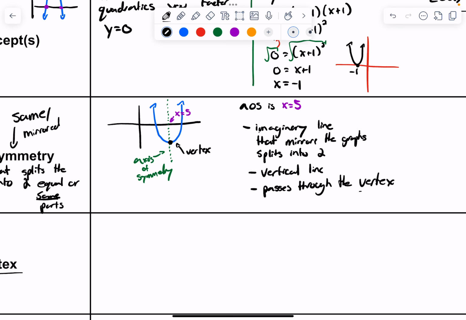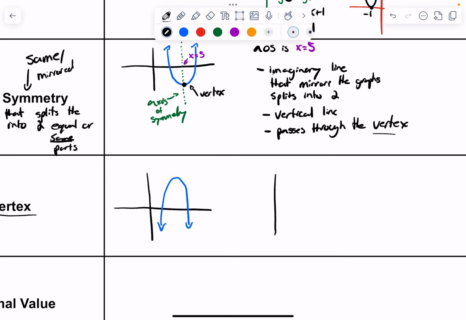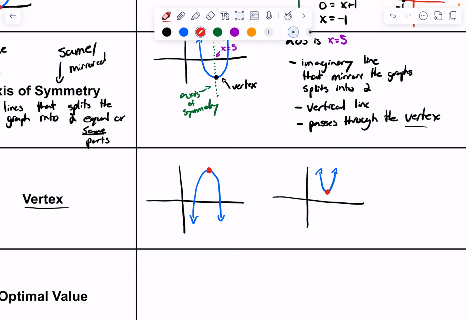Well, I've already talked about this vertex right here. Well, the vertex of a graph. So if this is a parabola, let me just draw one more. And this is a parabola. Okay? Well, the vertex is like the point in which the parabola almost like turns around, all right? It's like the highest or the lowest point. Well, it is the highest or the lowest point. It's that point or this point right here.